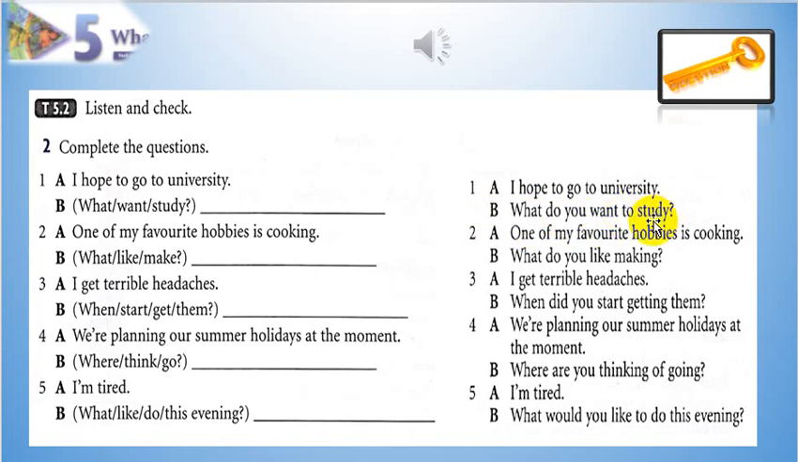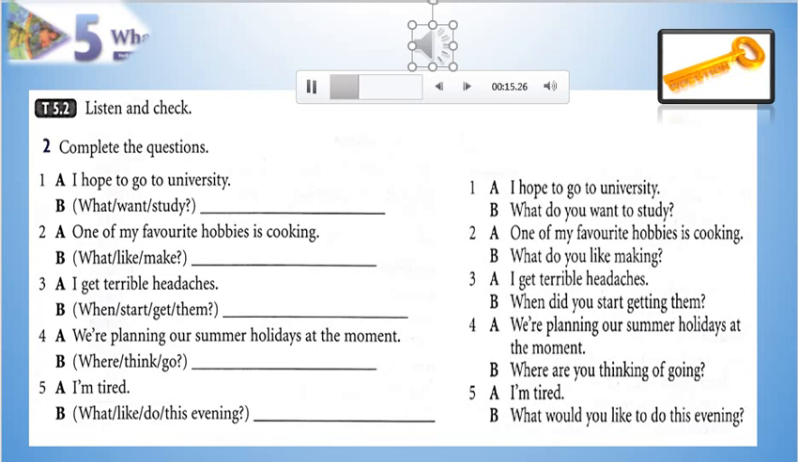Okay, this is also, as you can see, a rehearsal or an exercise on verb patterns. Want to study is the verb pattern of verb plus to plus infinitive. What do you want to study? Okay, here are the solutions on B. It's written here, and you can hear it also on the tape script. Let's listen. Tape script 5.2. 1. I hope to go to university. What do you want to study? Well, 2.